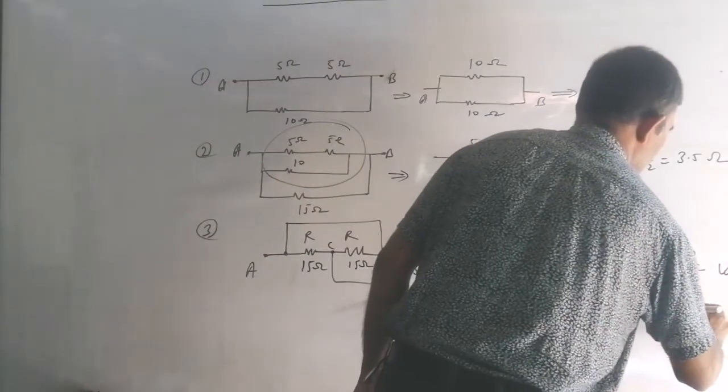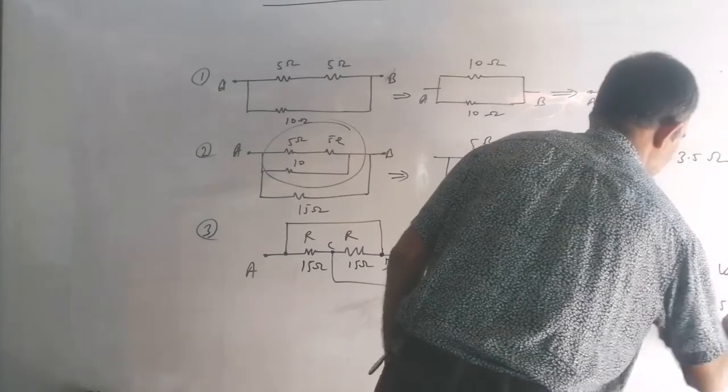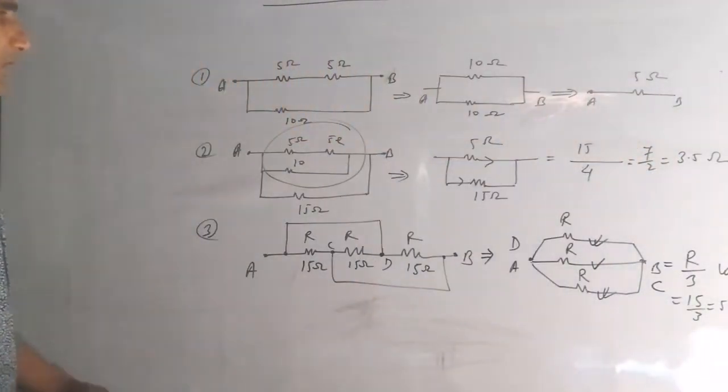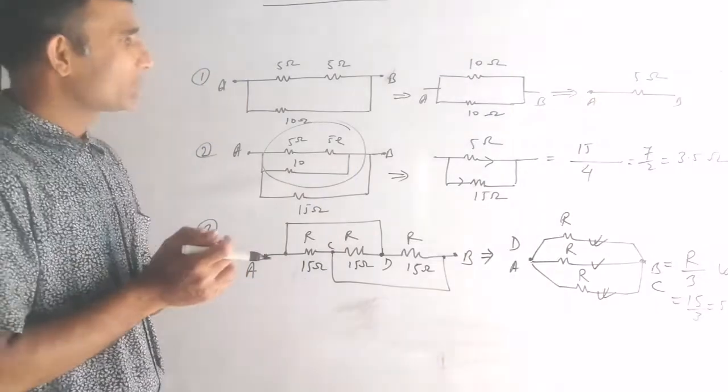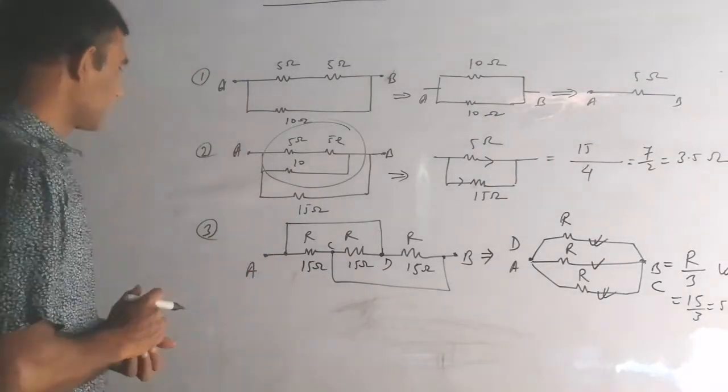15 divided by 3, that will be the 5 ohm resistance. Okay, and so there was nothing difficult in this question. Now you solve it. Remember, sometimes it may not look like a series and parallel combination, but still if you think a little bit, then you can get that.